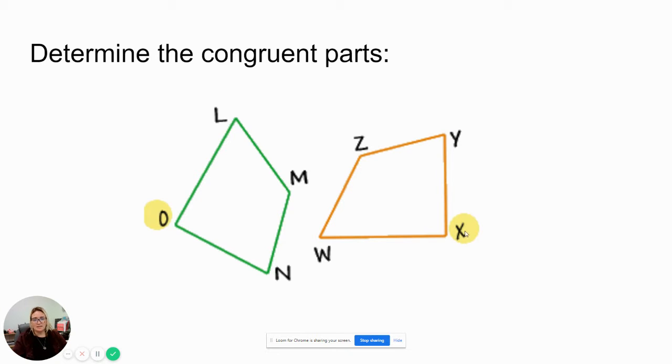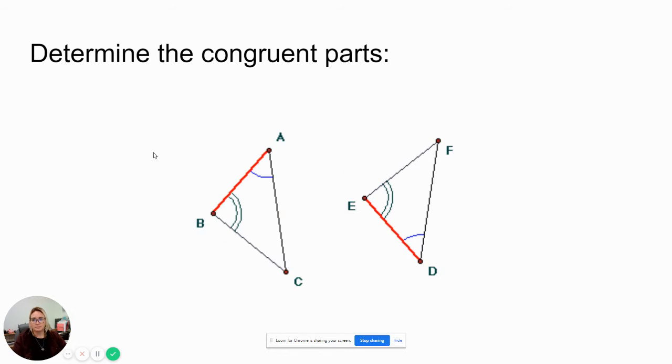Here they show us that the highlighted ones are the same. So X and O are the same. If you were to twist that green figure around, you could line up that LM and ZW are the same, or ZY and MN, or XY and NO. Okay, so it's just being able to identify what parts are going together.